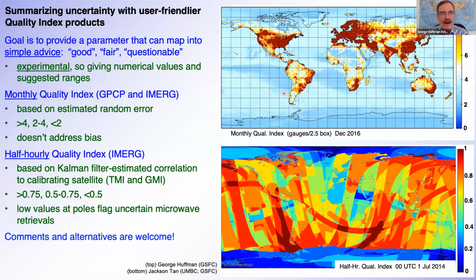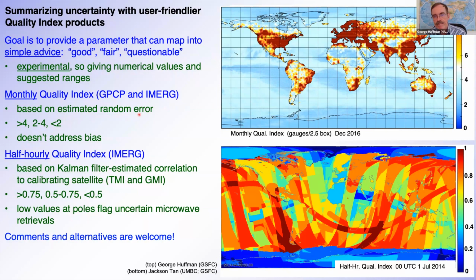So at the top of the page is the monthly quality index for both GPCP and IMERG, done the same way. It's based on the estimated random error of the monthly, and the thresholds we suggest are greater than 4, 2 to 4, and less than 2 for good, fair, and questionable. This doesn't address the bias because that's a harder quantity to estimate.